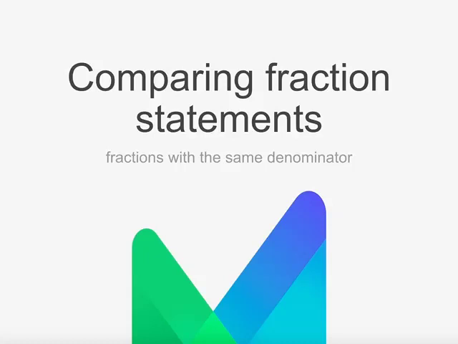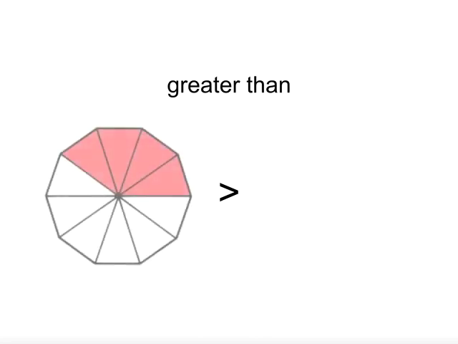Comparing fraction statements, looking at fractions with the same denominator. We have learned about equality symbols. This one is showing greater than. So we can see 4/10 is greater than 2/10.